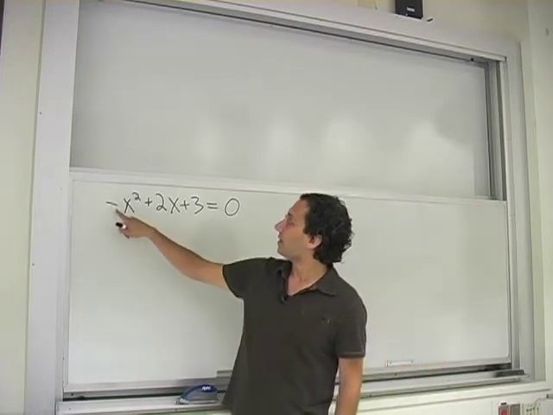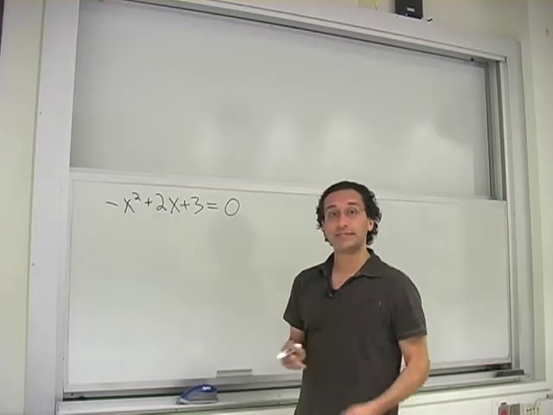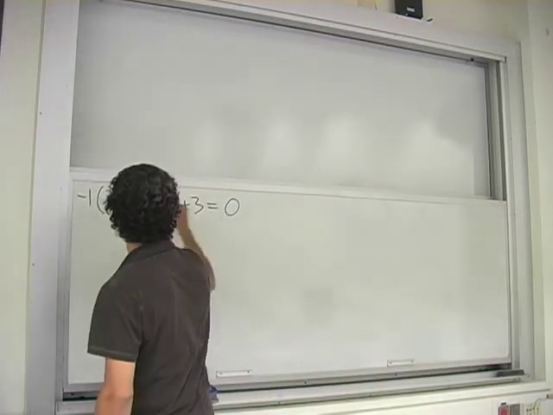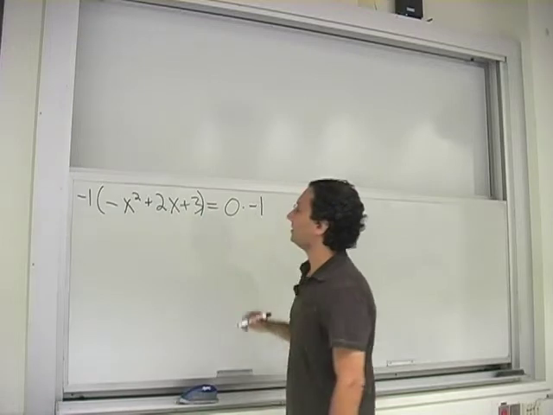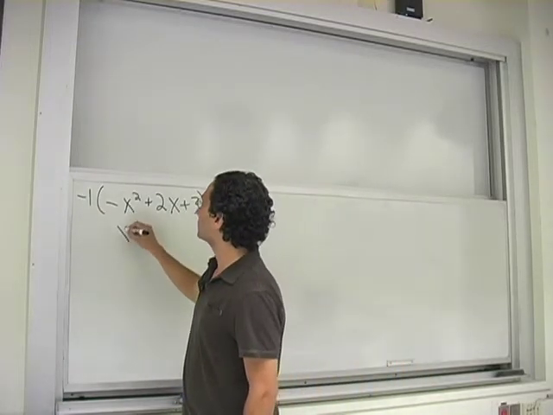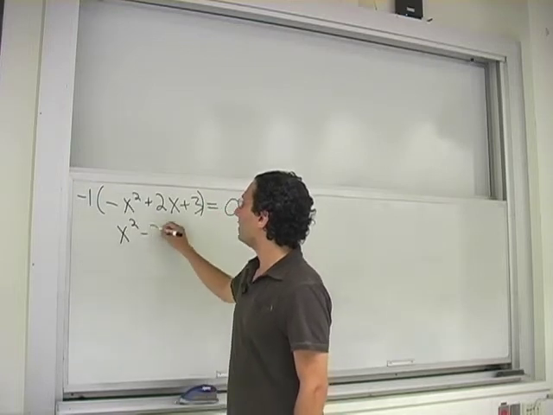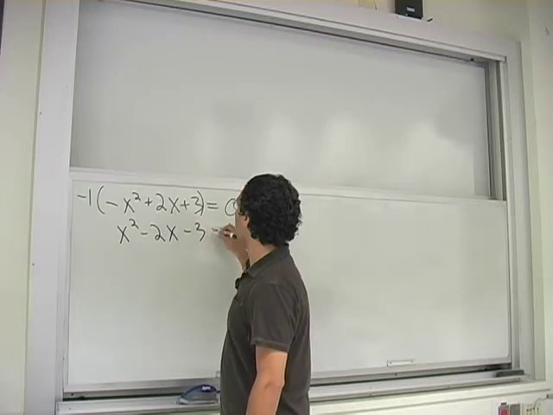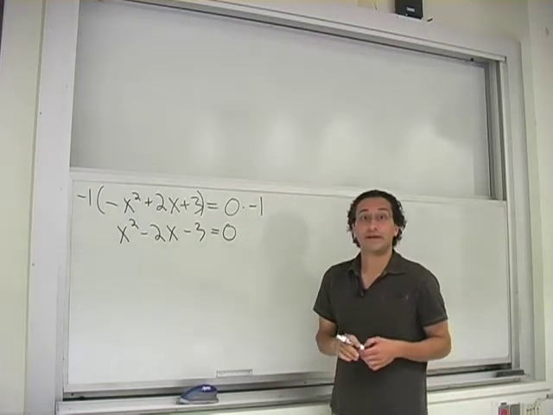What I was thinking is that we can multiply through both sides by -1. Doesn't change an equation, if you multiply it by a constant, as long as that isn't 0. Let's see what happens. This gives us x squared minus 2x minus 3 equals 0. Perfect.